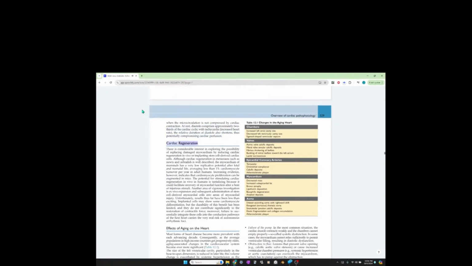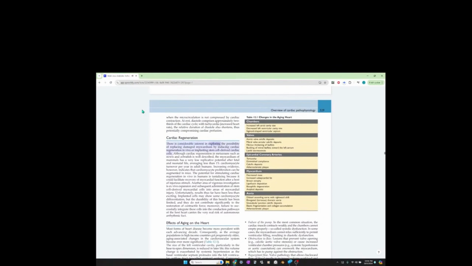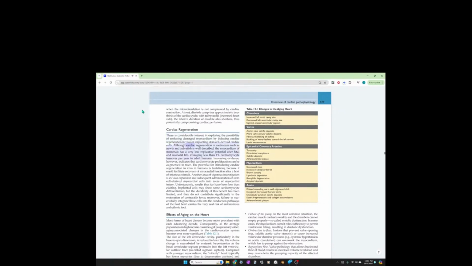Cardiac regeneration. There is considerable interest in exploring the possibility of replacing damaged myocardium by inducing cardiac regeneration in vivo or implanting stem cell-derived cardiac cells. Although cardiac regeneration in metazoans such as newts and zebrafish is well described, the myocardium of mammals has a very low replicative potential after fetal and neonatal life, averaging less than 1% cardiomyocyte turnover per year in adult humans.